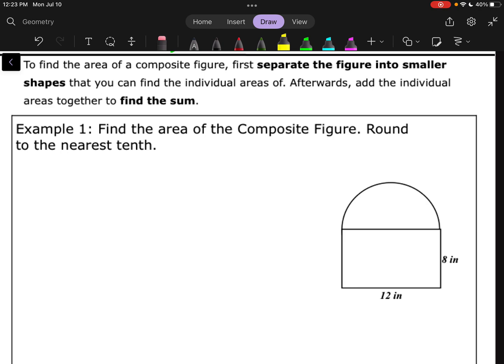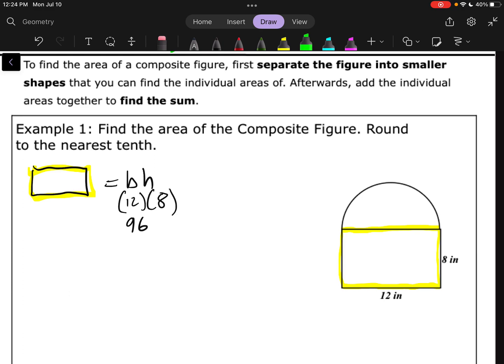Cool. So the first thing that I spot when I'm looking at this is this nice old rectangle here. So let's find the area of that guy. Now, a rectangle is a type of parallelogram, and that formula is base times height. So let's do 12 times 8 here, and get 96.